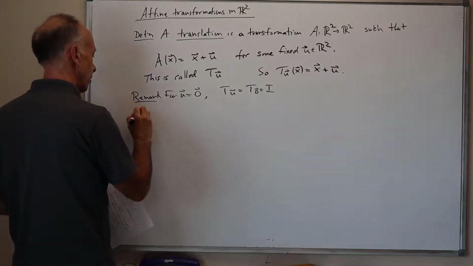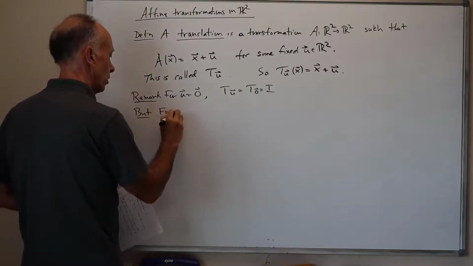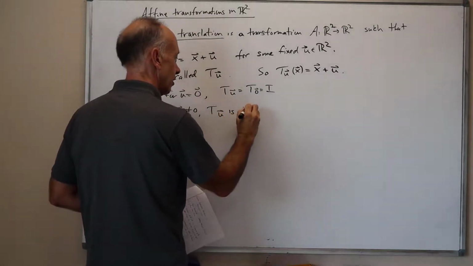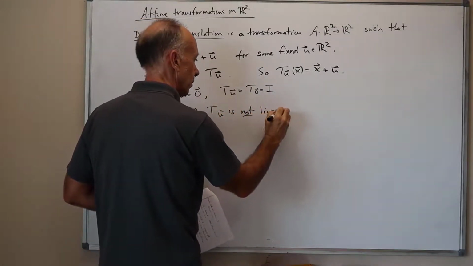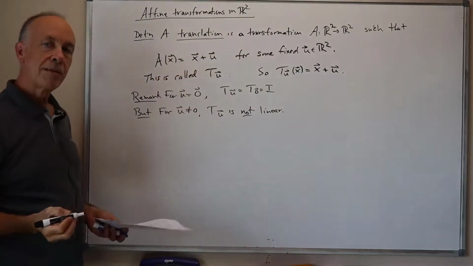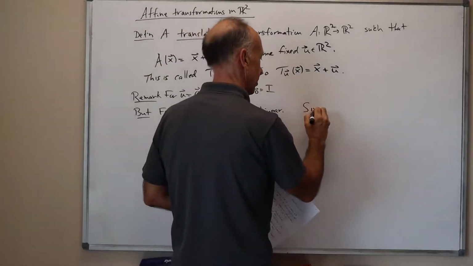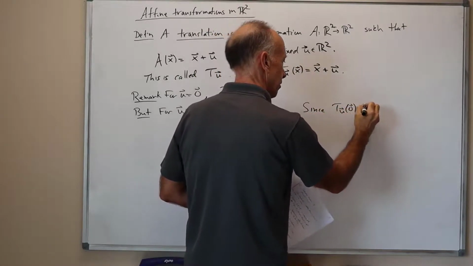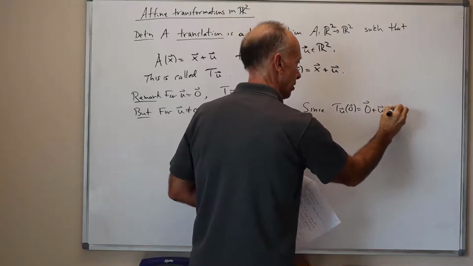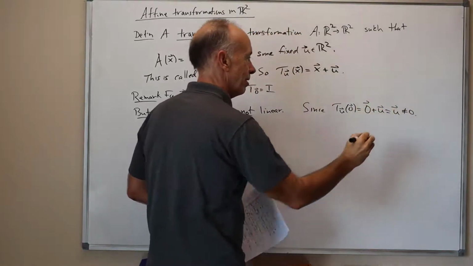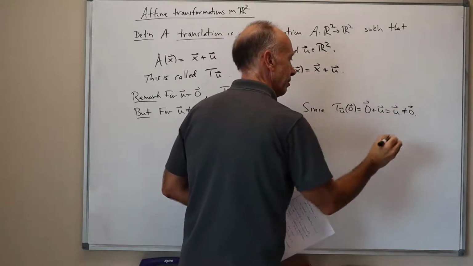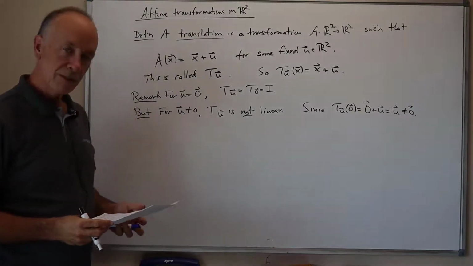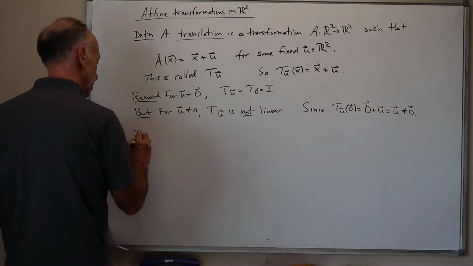On the other hand, for u not equal to 0, T sub u is not linear. And one way to see this is that it doesn't map the origin to the origin, since, for instance, T sub u of 0 is equal to 0 plus u, which equals u, and that's not equal to 0, but a linear map would always map 0 to 0. So it's not linear, and this is a special case of what's known as an affine transformation. So I can define that now.